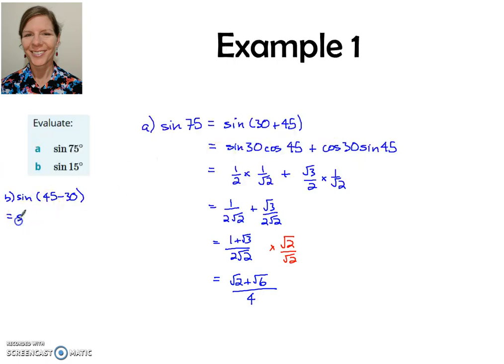Okay, so sine 45 cos 30 minus cos 45 sine 30. Okay, and because the numbers are all the same, if we work it out, in the end what we come down to is root 6 minus root 2 over 4. Okay, and you can go through that and satisfy yourself that that actually is the correct answer for that. Okay, so that's for sine.